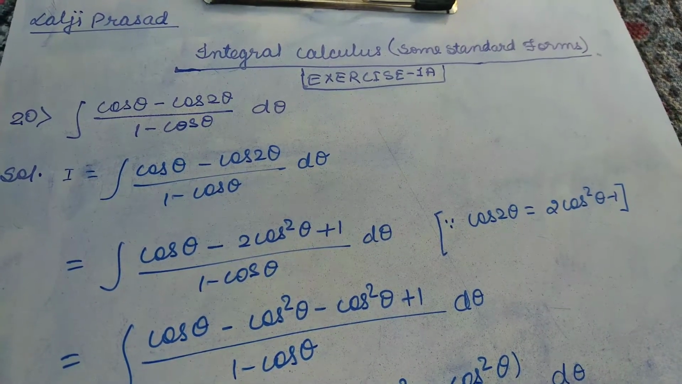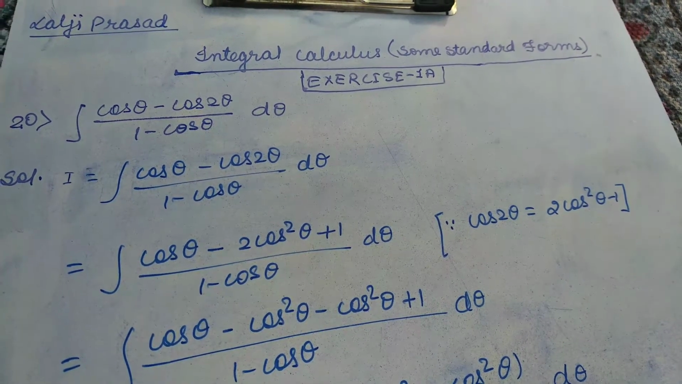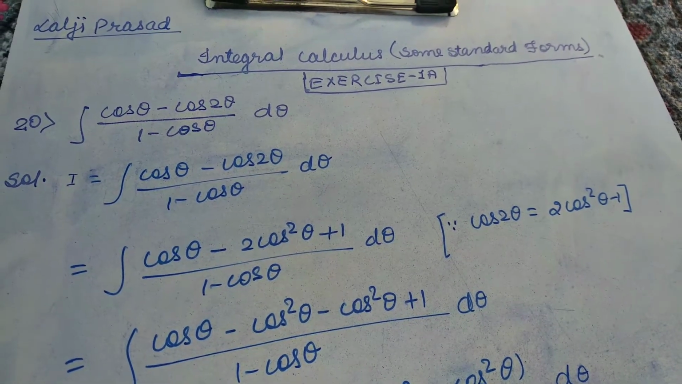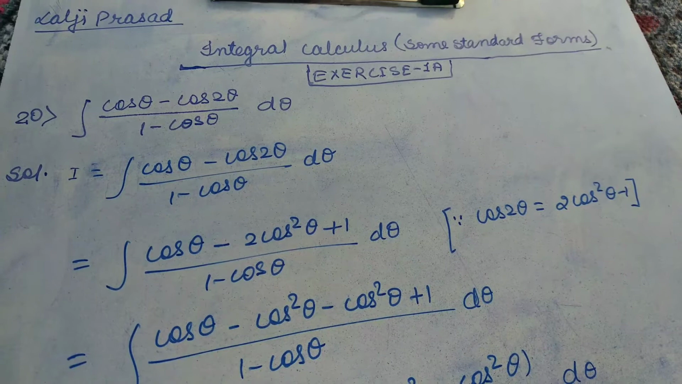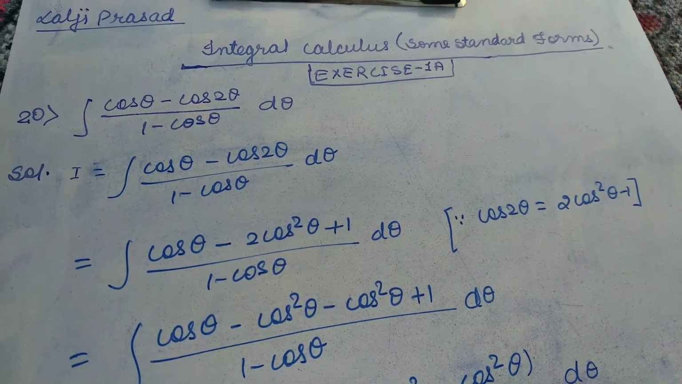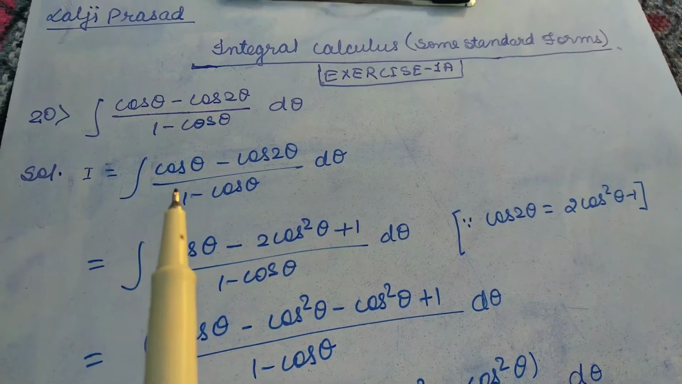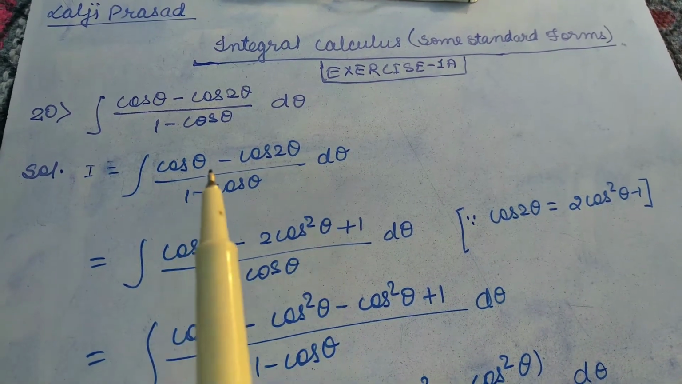Here you will get the solution of Integral Calculus by Lalji Prasad, Chapter 1, Some Standard Forms, Exercise 1A, question number 20. The question is, integration of (cos theta minus cos 2 theta) upon (1 minus cos theta) d theta. You see the solution? I is equal to integration of (cos theta minus cos 2 theta) upon (1 minus cos theta) d theta.